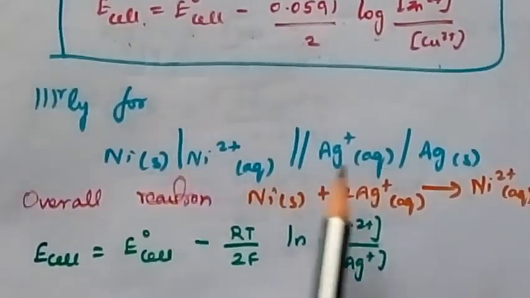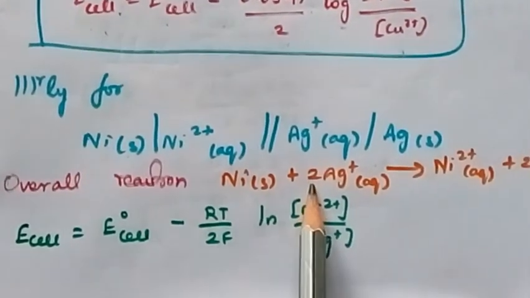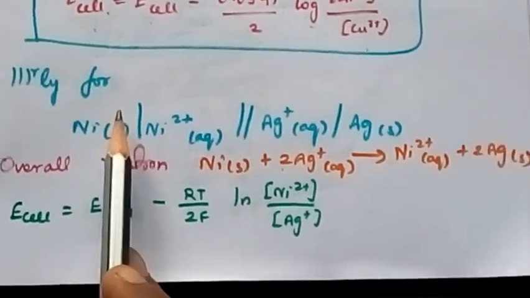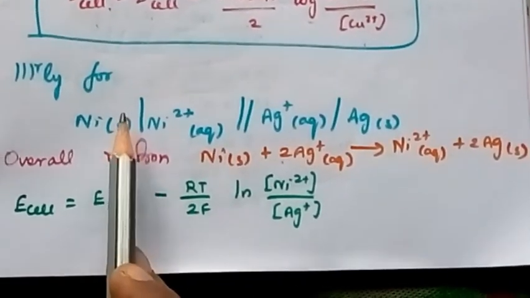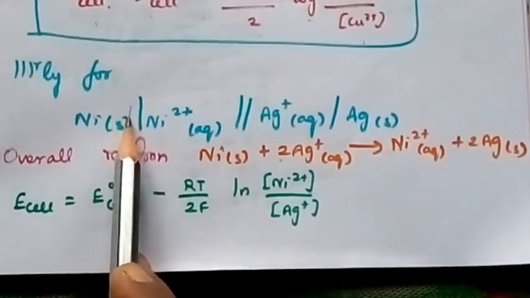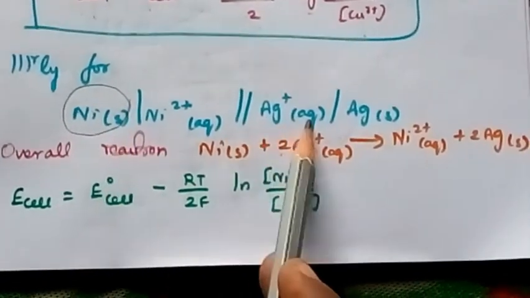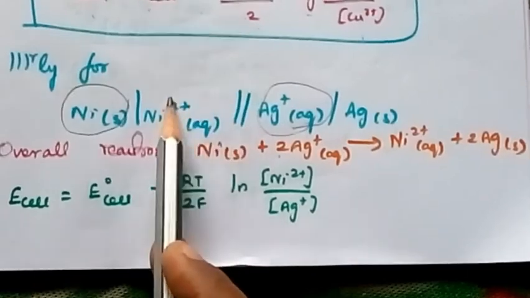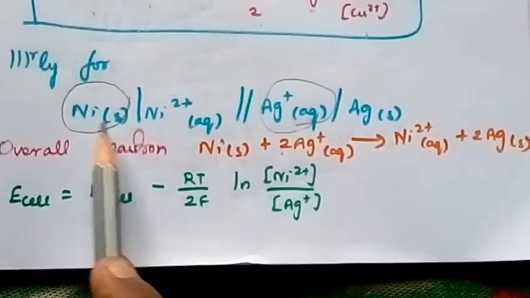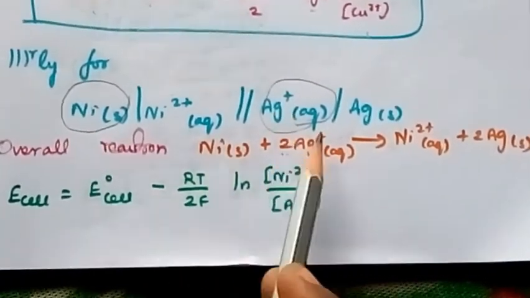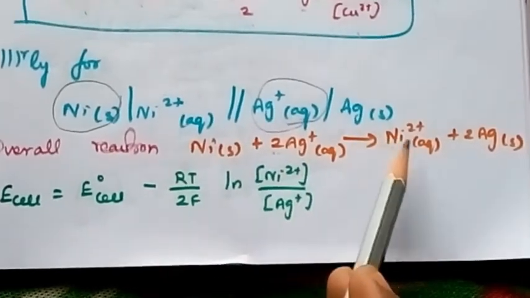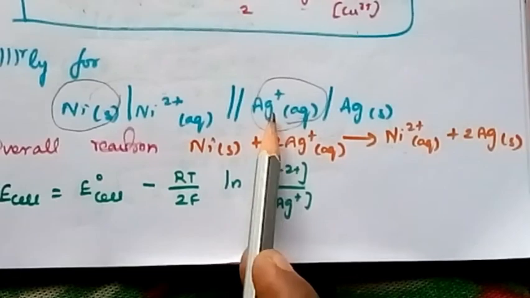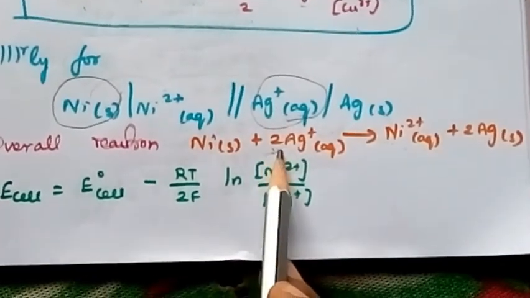Similarly, for this reaction, how will you write? First write the overall reaction, as we discussed in the last class. The one written first is placed on the reactant side, and this is also on the reactant side, and the right hand side should be the product side. So nickel and Ag+ on the reactant side, nickel 2+ and 2 Ag on the product side. How many electrons are transferred? Here it is only 1, so we need to put 2 here, so 2 electrons are transferred.